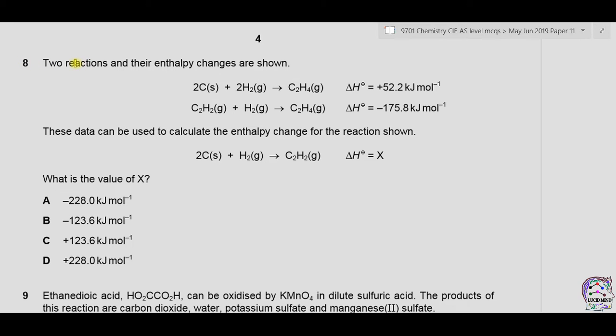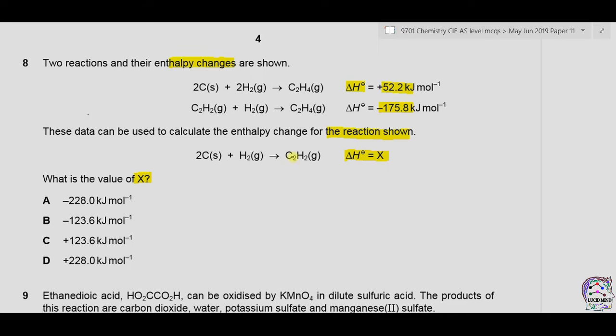Question number 8. Two reactions and their enthalpy changes are shown. This is the first chemical reaction and the enthalpy change is given as plus 52.2, and in second we have negative 175.8. These data can be used to calculate the enthalpy change for the reaction shown. Now this is the reaction for which you have to find the enthalpy change. What is the value of X?